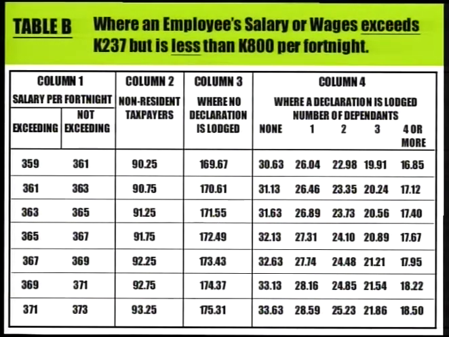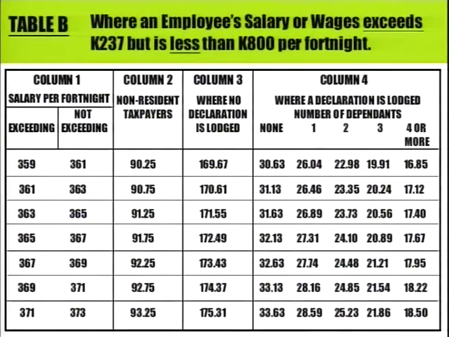I showed you how to use the table. This one is slightly different. Now, the first column gives salary per fortnight. The second column gives non-resident taxpayers. The third column will give where no declaration is lodged. Now, the fourth column specifies the number of dependents that a wage earner or a salary earner has.